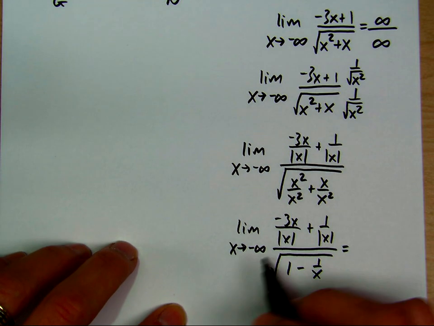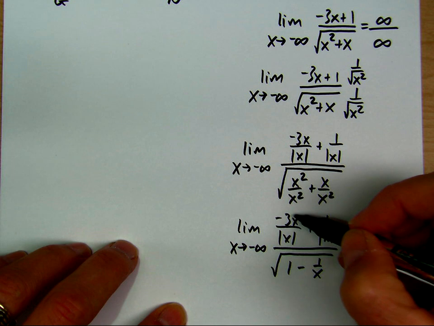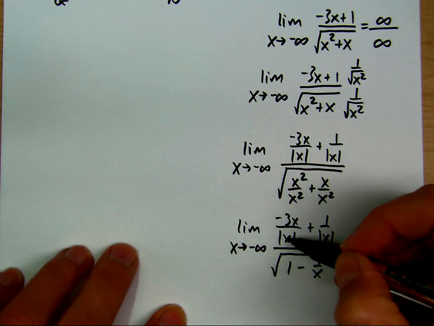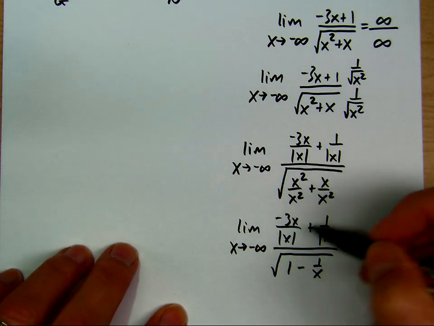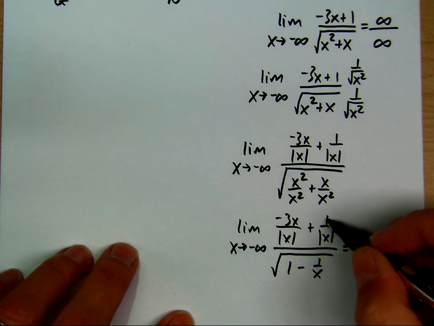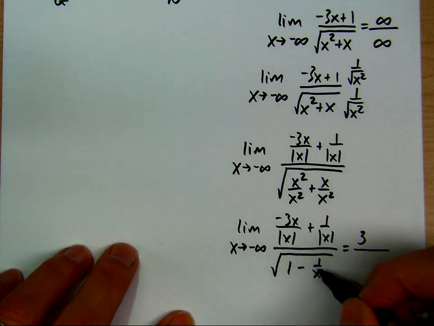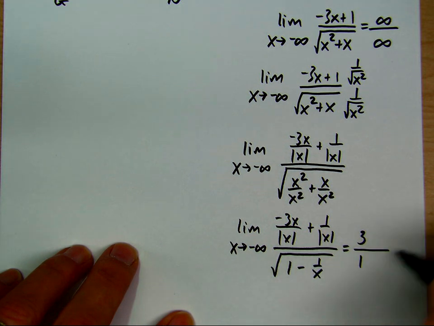So the x's will be negative. We have a negative x times a negative 3, that's positive, over a positive. So that will be a positive 3. And here we have 1 over infinity is 0, and we have 1 minus 0. So we see the limit is 3.